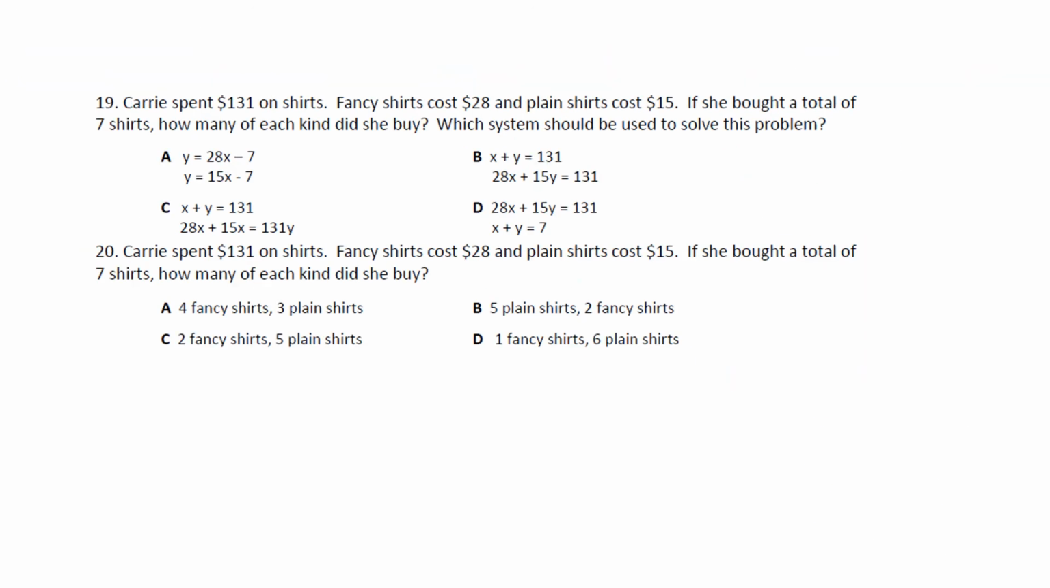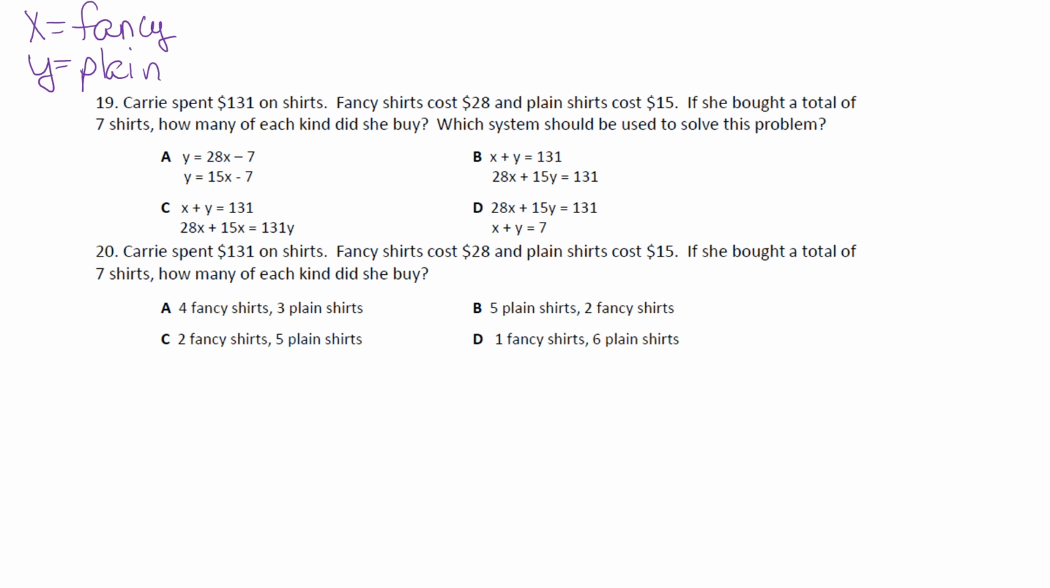Number 19. Carrie spent $131 on shirts. The fancy shirts cost $28 and the plain shirts cost $15. She bought a total of 7 shirts. How many of each kind of shirt did she buy? And which system are we going to use? So we need to let x be fancy shirts, since that one was mentioned first. And y is going to be my plain shirts.